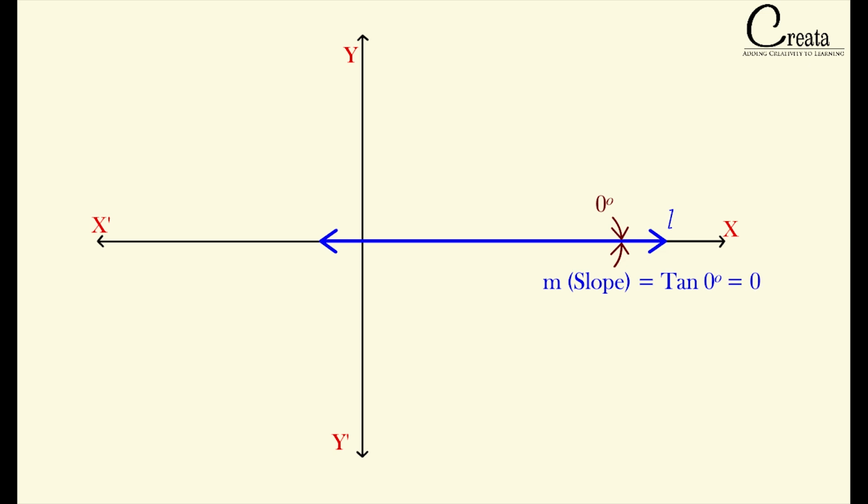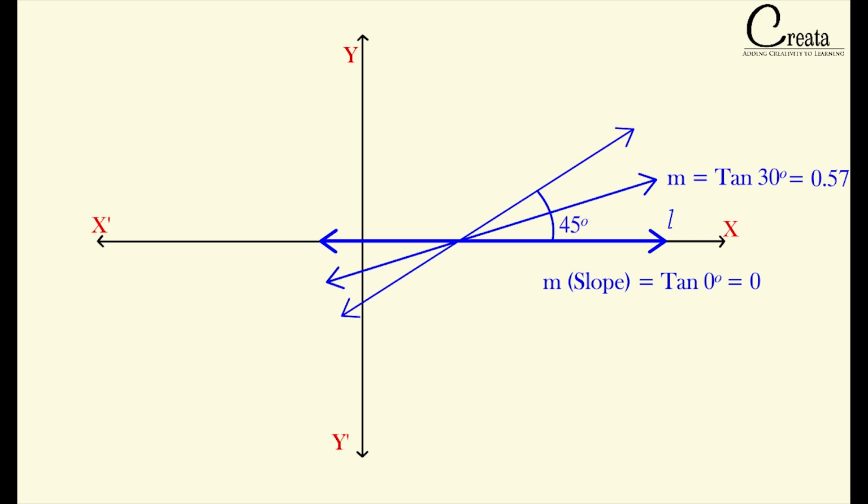Further, if we rotate this line at an angle of 30 degree with respect to the plus x-axis, its slope will be tan of 30 degree, that is 1 by root 3. It will come to something like 0.57. If we further rotate this line to an angle of 45 degree, its slope will change to tan of 45 degree, that is 1.